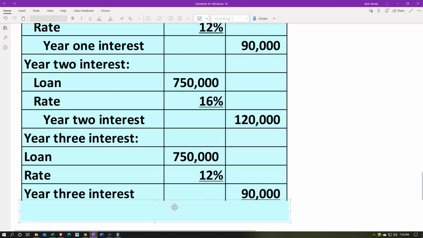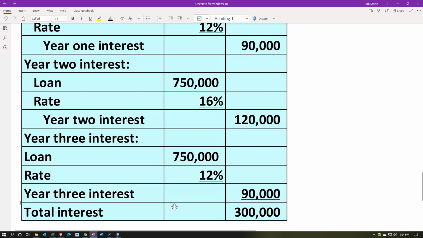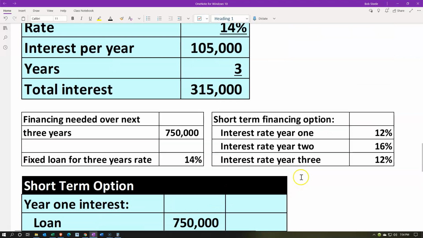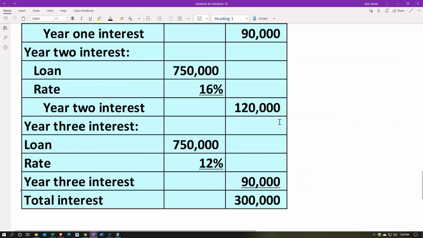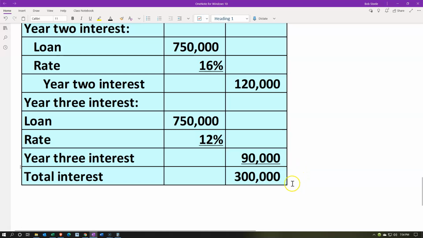Then, of course, we would have to pay back at the end of the term of the loan that original amount of the $750,000. The total interest we would be paying is the $90,000, the $120,000, and the $90,000, or the $300,000. Of these two options, if they were to work out this way, it looks like the variable option is still beneficial here. That's just a coincidence.